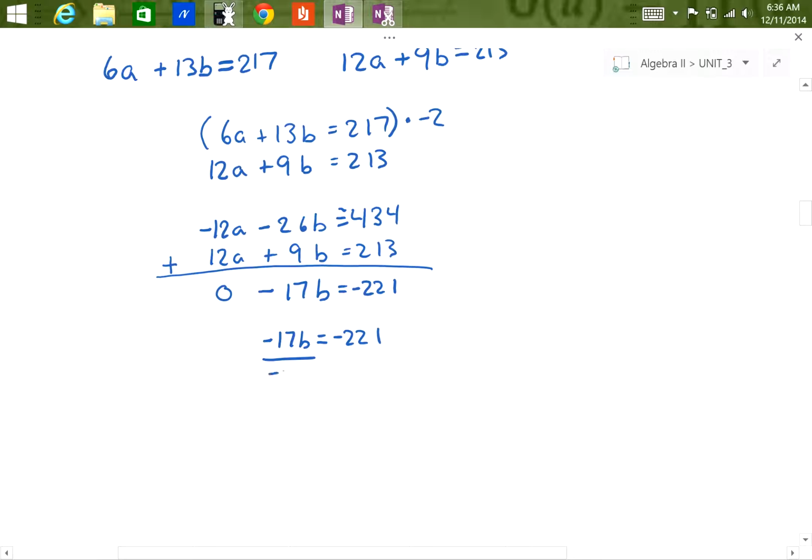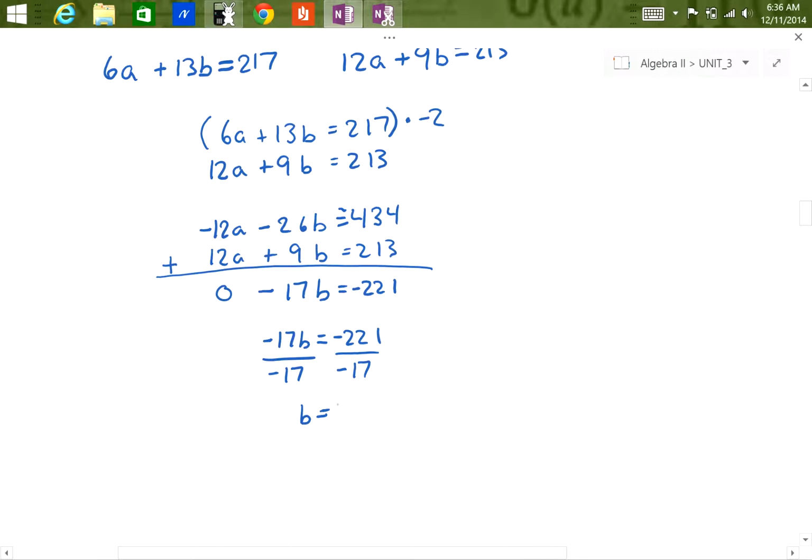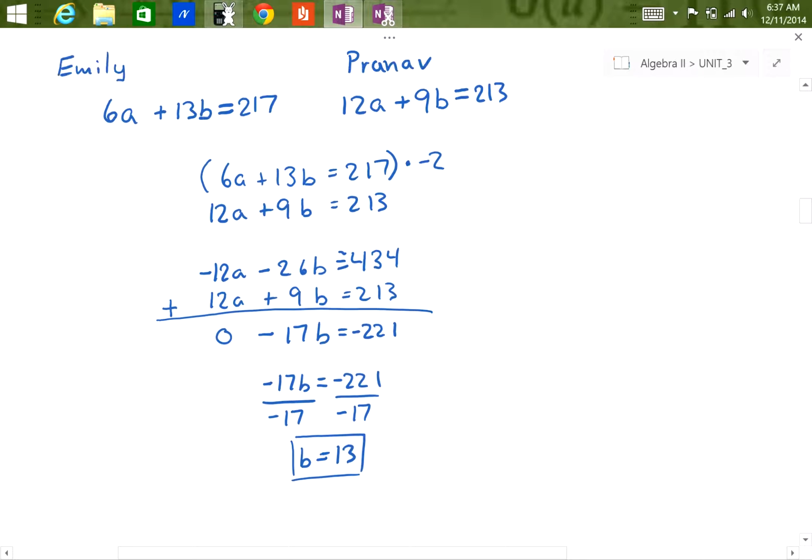Finishing off solving for b, we divide both sides by negative 17. What do we end up with for b? Negative 221 divided by negative 17 produces 13. So b is equal to 13. Now that we know what b is, we can go back to one of our equations and plug 13 in for b to be able to solve for a.